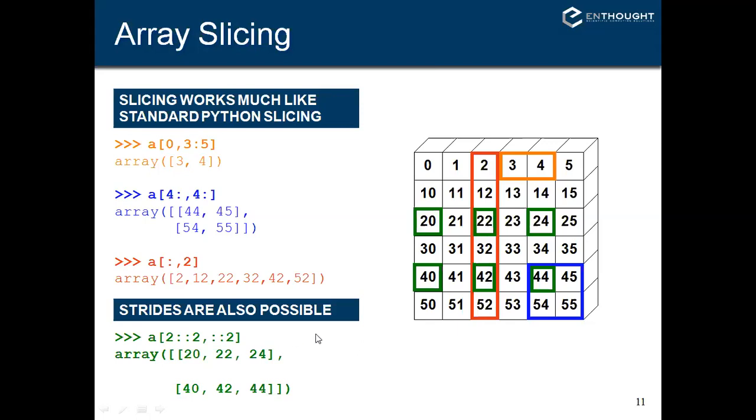Now strides are also possible if I wish to check some particular locations' data. So how can I check that? Second row in column, and after that column, right? So how is this information getting out of here? 20, 22, 24, 40, 42, and 44. Guys, is it clear? So these kinds of strides are possible.